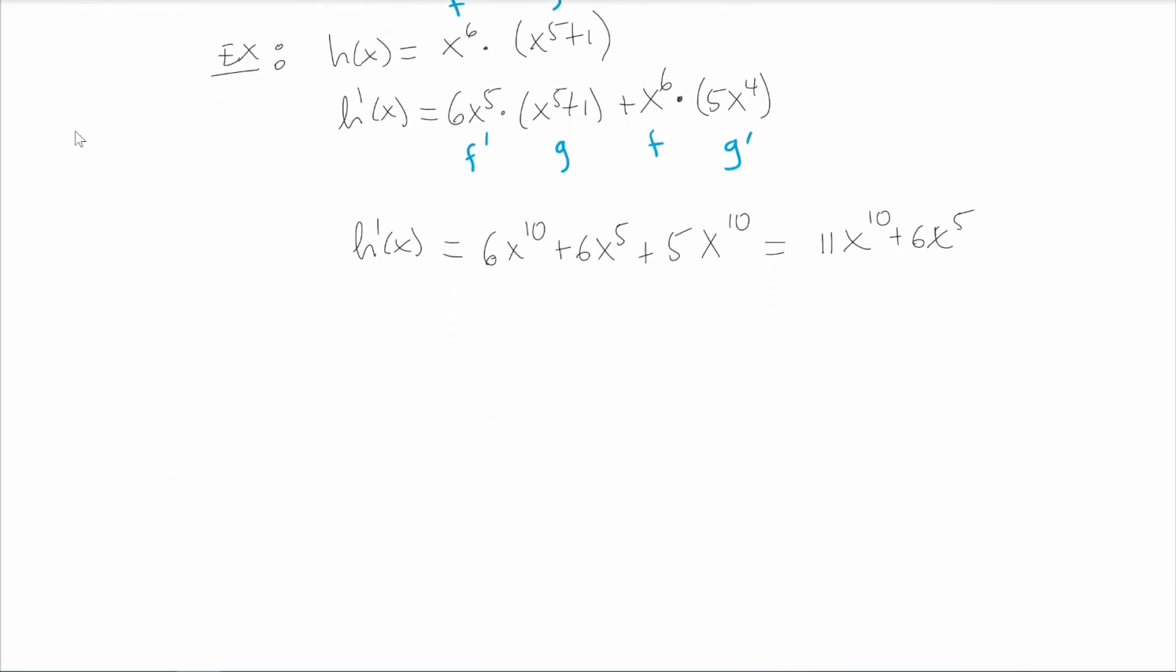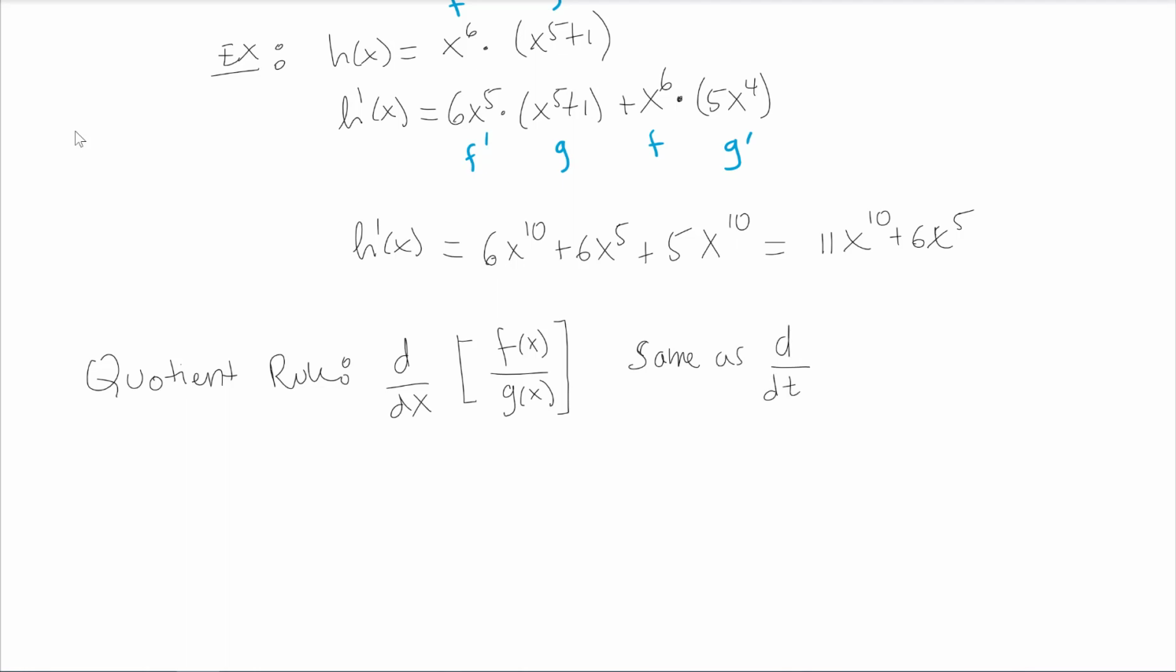So that's the product rule, and then the other thing that we did is the quotient rule. The quotient rule is if you take the derivative of f of x over g of x. Now depending on what the variable is, that's how the notation is going to change. If these were functions of t, this would be the same as if I wanted to do d dt of f of t over g of t. So whatever your function is defined in respect to, that's how you take the derivative.